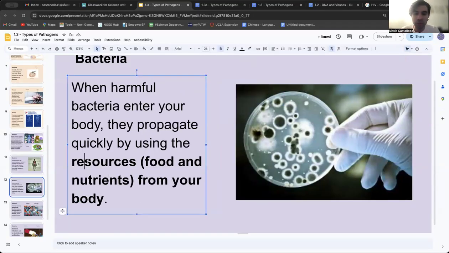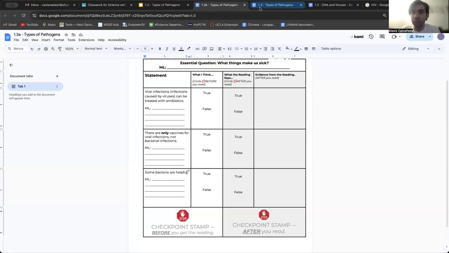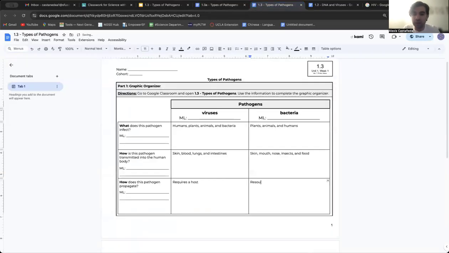So they use the resources from your body. So if they're inside you, they use the resources inside your body, right? Whenever you eat, they're like, look at all this free food, I will eat it. Same as if you leave them on old food, they will grow on the old food because they're like, well, if you're not going to eat it, I'm going to eat it. So they will use resources from the surroundings, resources from your body, resources from the environment and from the body.